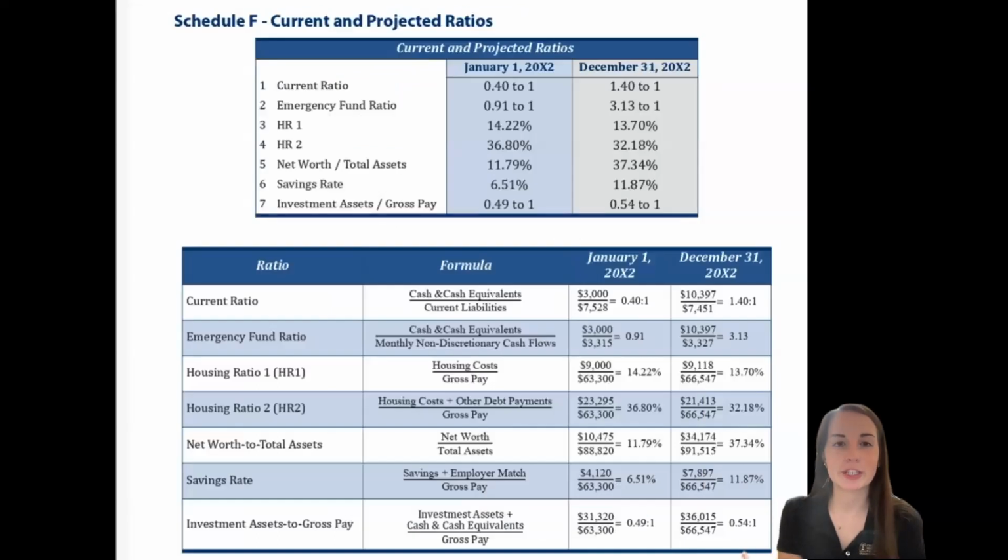And these are the projected ratios you would have if you implement the changes I've given you. Your current ratio would increase, your emergency fund would increase to at least 3 months, and your housing ratio would decrease because of the reduced debt payments, which is good, and your net worth would substantially increase, and savings rate would be in at least that 10% zone we need, and your investment assets would slowly be growing. It'd be at least 0.54 to 1. So that takes time, as I mentioned earlier.